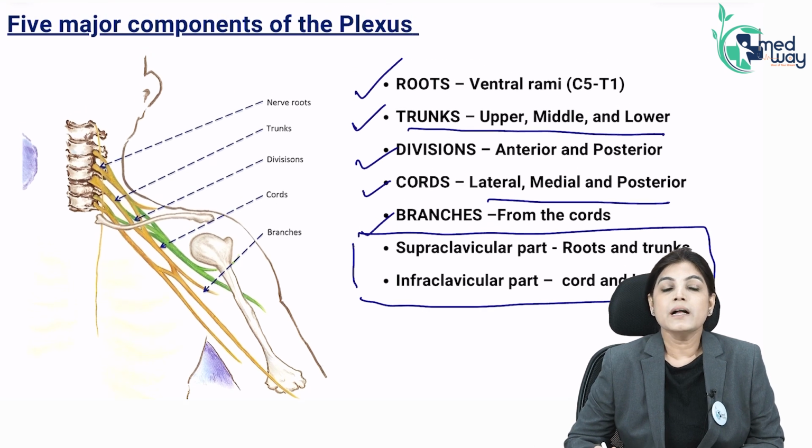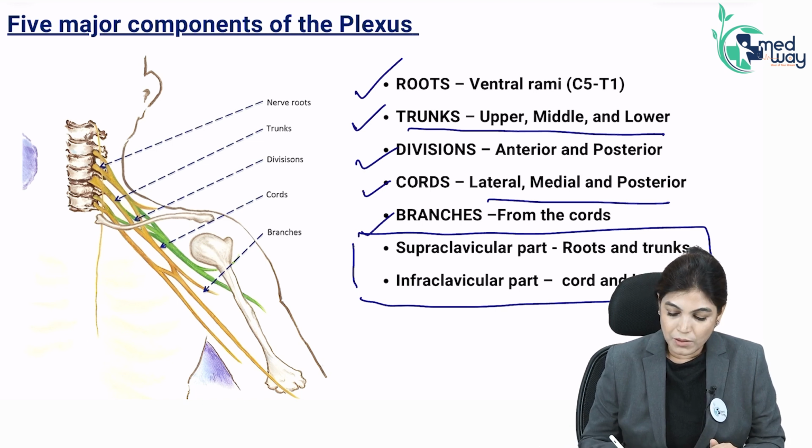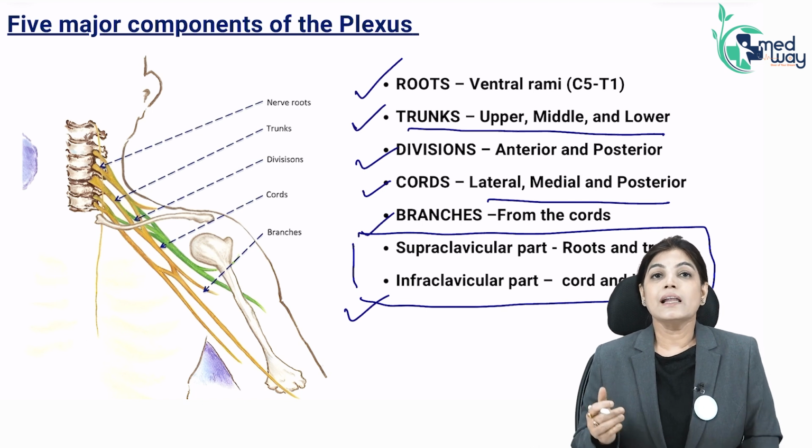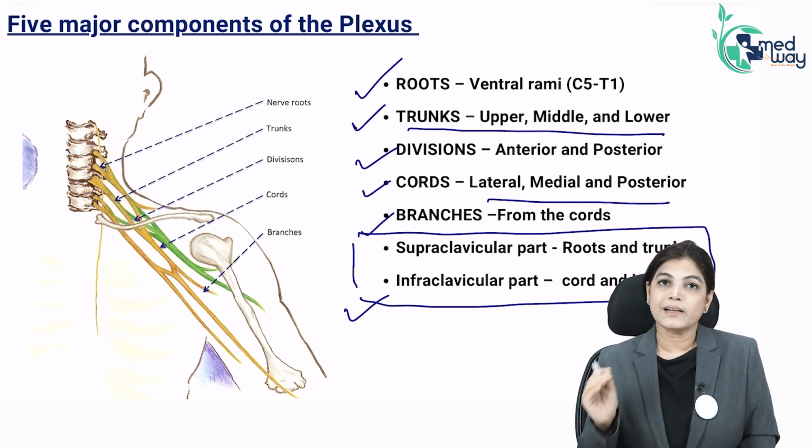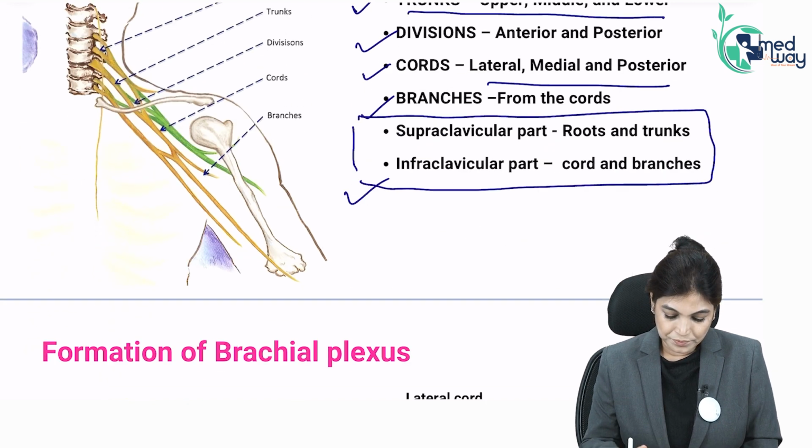Actually, what happens? The trunks and the roots of brachial plexus are lying above the level of the clavicle. The location of the divisions of brachial plexus is just behind the clavicle. The roots and the trunks of brachial plexus reside in the neck region, so they are called the supraclavicular part of brachial plexus. The cords and their branches lie below the clavicle in the axillary region, so they are called the infraclavicular part of brachial plexus.